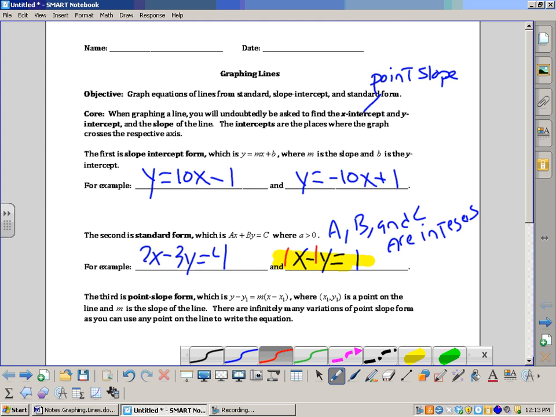I had a great question on the video summarizer. Someone asked me, do you need to write the invisible 1 in? And you don't. You can totally just write x minus y equals 1, but you should know that the invisible 1 is there.